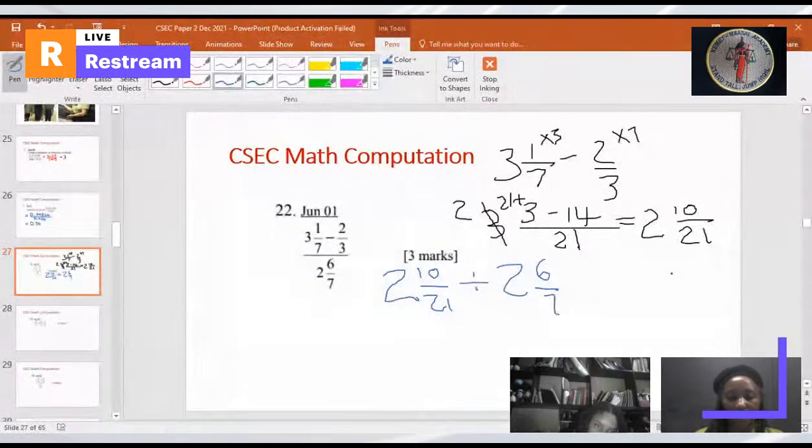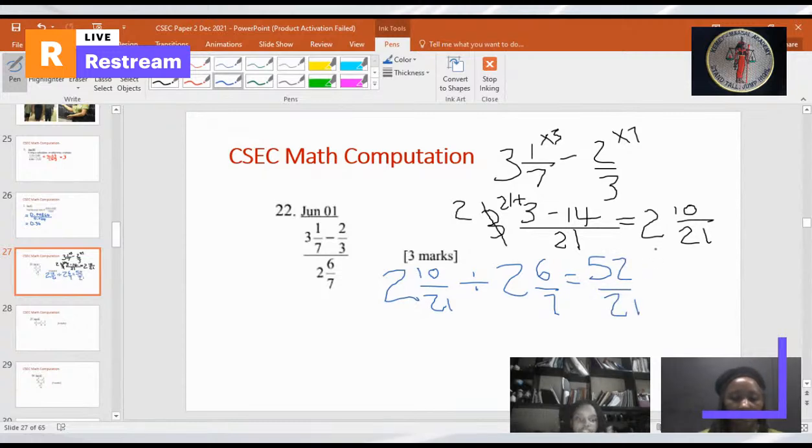So how do I do it? The first step is the keep change flip step. We're going to change the first mixed number into an improper fraction. We multiply the denominator by the whole and add the numerator. So 21 times 2 is 42, and we add 10 to that, which gives us 52 over 21.